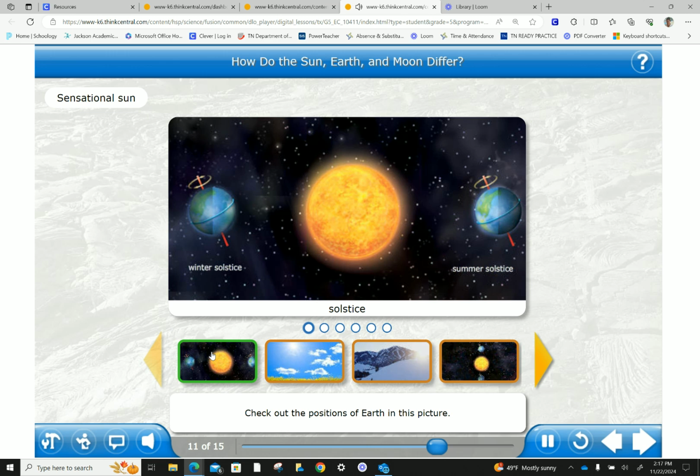Check out the positions of Earth in this picture. What did you notice? In both pictures, one of Earth's poles is tilted more toward the sun than the other. These pictures show a time of the year known as solstice. This is the time in the summer and winter when Earth's axis is tilted most directly toward or away from the sun.